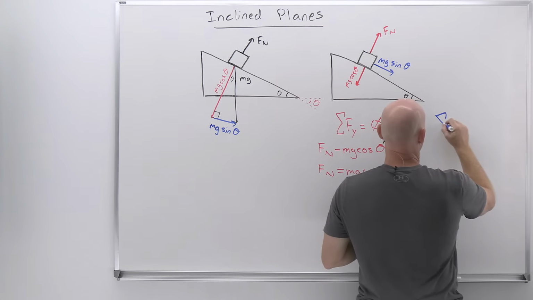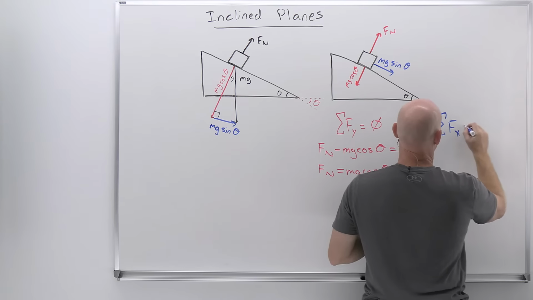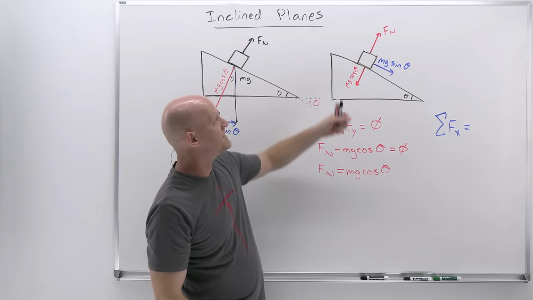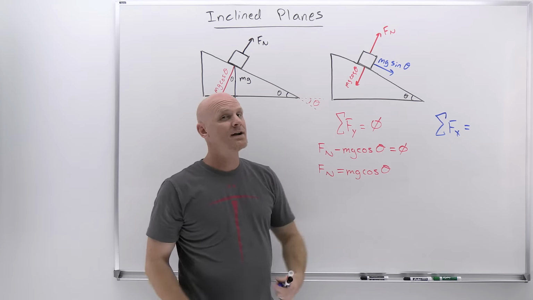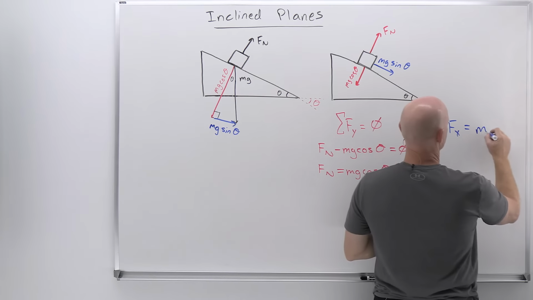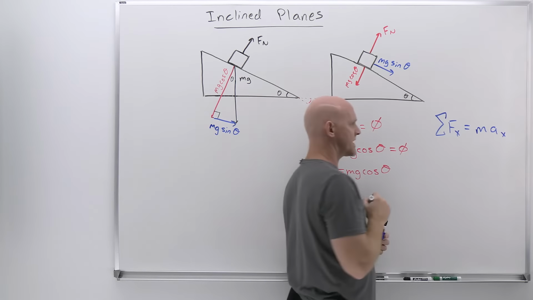Same thing in the x direction. So we've got the sum of the forces in the x direction. Now, if this object's at rest, well, then that's going to equal 0. But if it's sliding down the incline and not at constant velocity, well, then the sum of the forces would equal ma in that x direction as well.